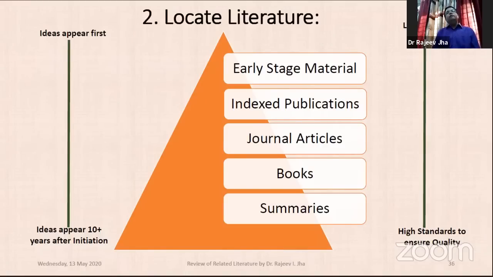On one hand, if we move towards the apex, the ideas appear first, and as we move towards the bottom of the hierarchy, we find ideas appear more than 10 years after initiation. On one hand, we find there are low standards to ensure quality, and on the other hand, there are high standards to ensure quality. Next slide, please.